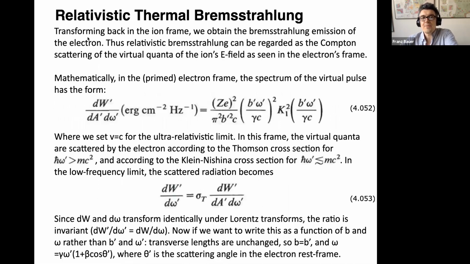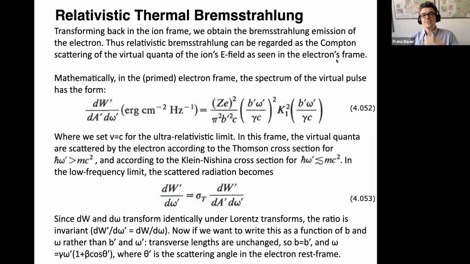If we transform back to the ion frame here, we then should have the classical case of Bremsstrahlung. So all that we're really doing here, the relativistic form of Bremsstrahlung, is effectively a quantum scattering of a virtual quanta of the ion Z field as seen in the electron frame. That's the transformation we're effectively doing.